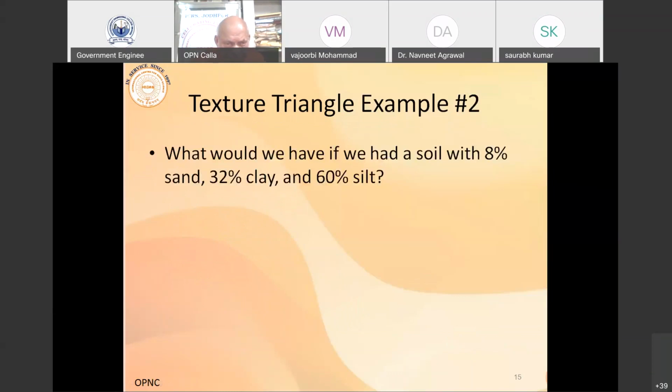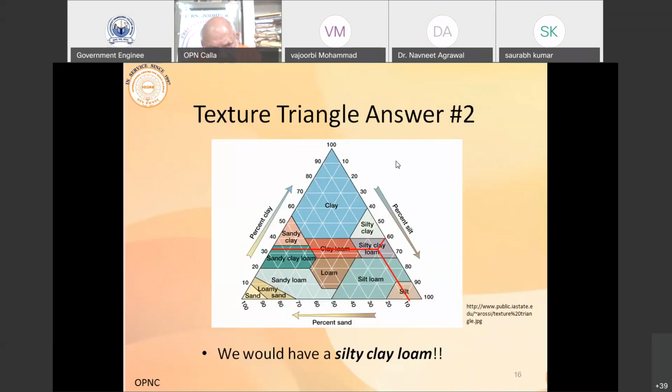Then if we have these parameters, sand 32%, clay 60%, then we have this silt is 60%, sand is 10% only, and the clay is about 35%, 32%. Then this one point meeting is the silty clay. So this soil is silty clay. So like this, using these triangles and doing this, we can find out what kind of soil it is.